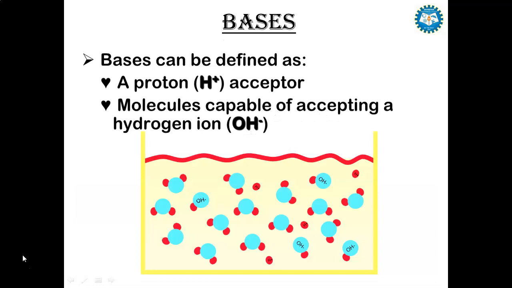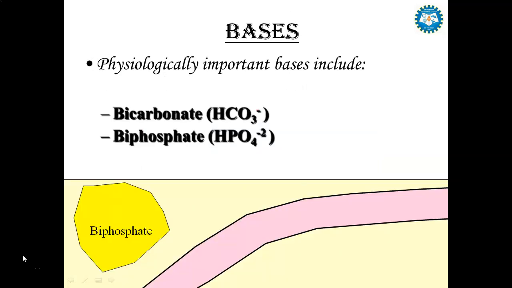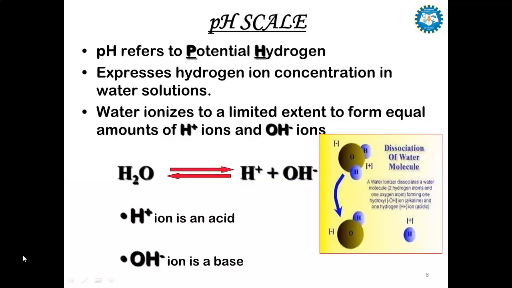And bases. Bases can be defined as proton H+ acceptors. Previously, an acid is a donor, whereas bases are acceptors. Molecules capable of accepting a hydrogen ion. So you can see the OH-, which is in blue color. The physiologically important bases include bicarbonate and biphosphate.